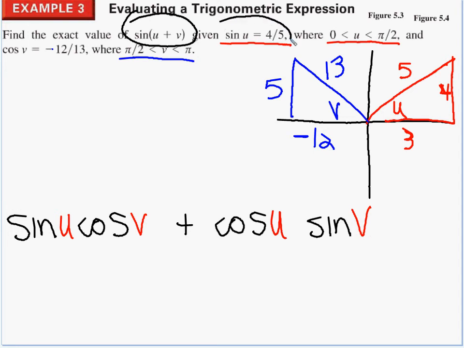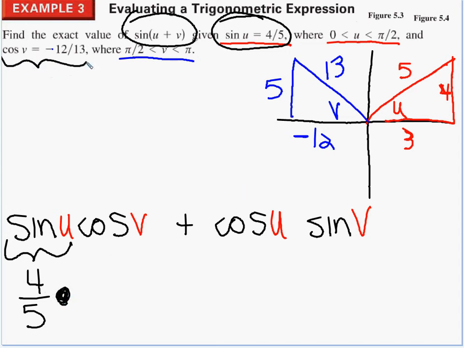Like here, sine of U is 4/5. Well, here's sine of U. We already know that's 4/5. And then we're going to multiply it by something here. We have cos of V. Cos of V is negative 12/13, and that's what we're going to multiply this by, negative 12/13.